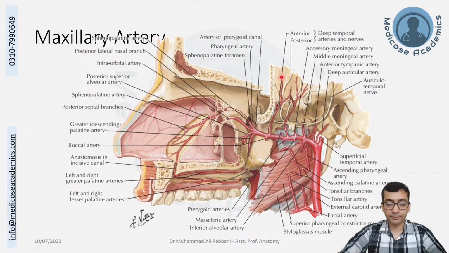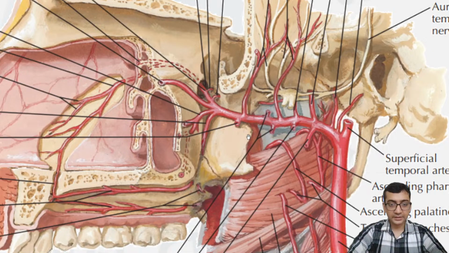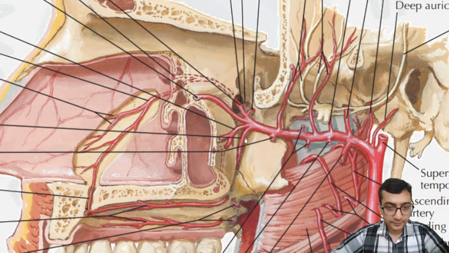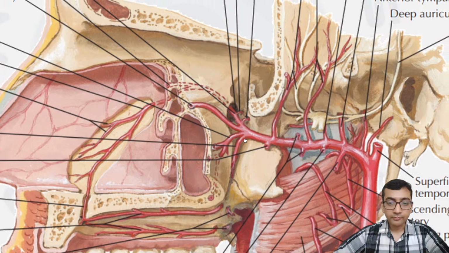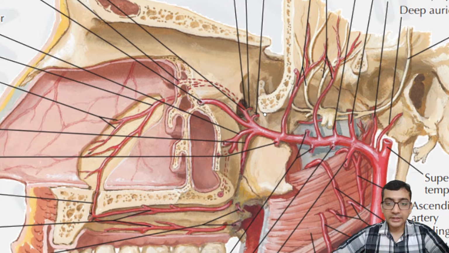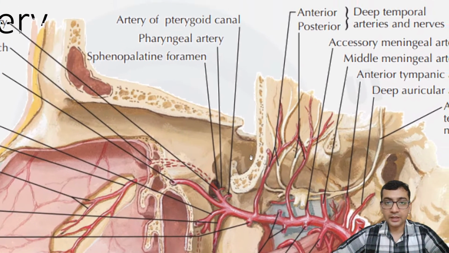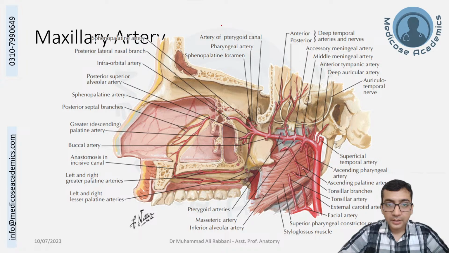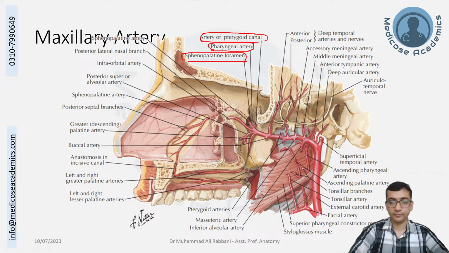Let's first discuss the maxillary artery. The third part of the maxillary artery is a very small area right here. It is giving two branches to the back. One is in the pterygoid canal. Let me highlight the arteries with red here. There is the artery of the pterygoid canal, there is the artery of the pharyngeal canal, and there is the artery of the sphenopalatine foramen.